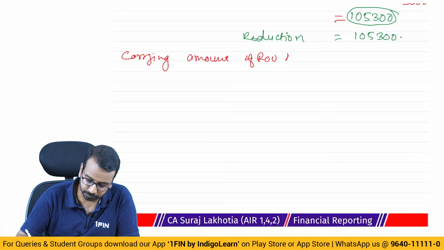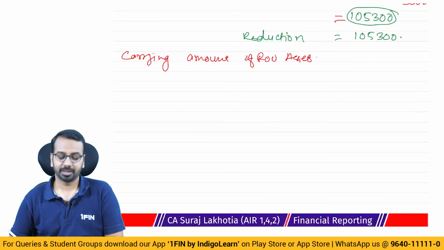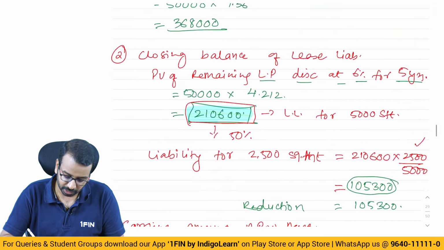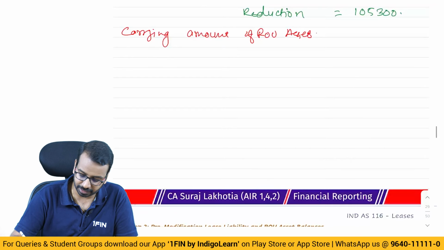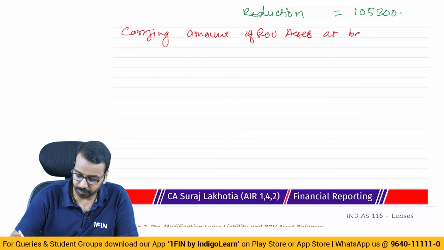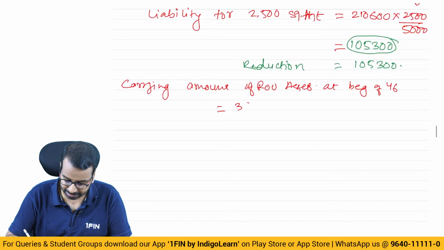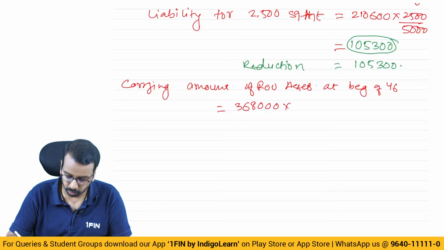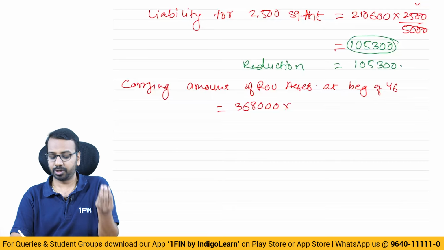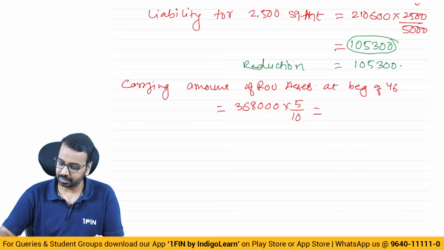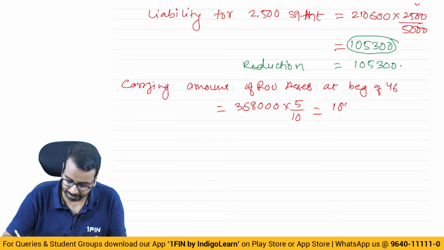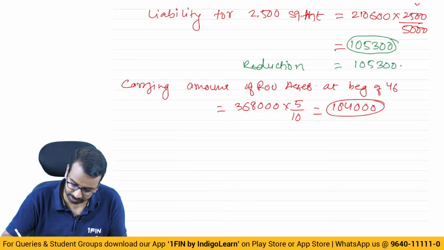of the right of use asset. Our right of use asset would have been 3,68,000. So the carrying amount of the right of use asset at the beginning of year 6 is 3,68,000 into 5 by 10, since we have used it for 5 years and 5 more years are left. That is 368 divided by 2, and we get 1,84,000. This is the closing balance.